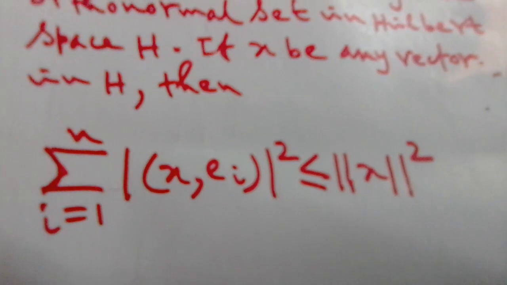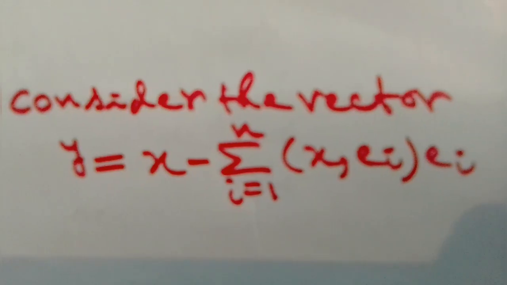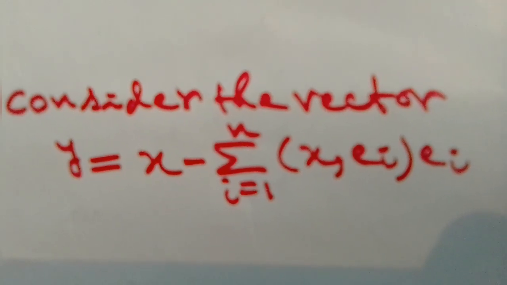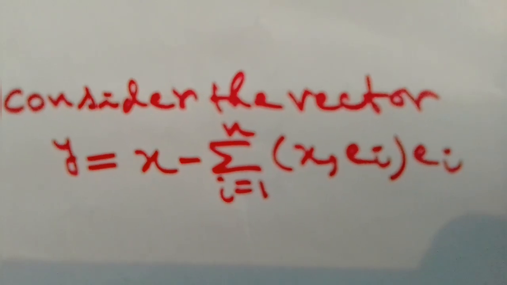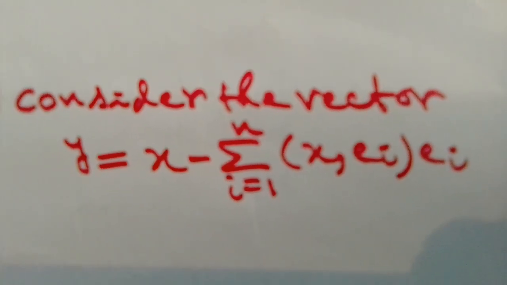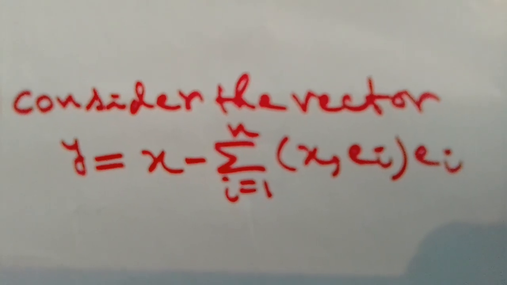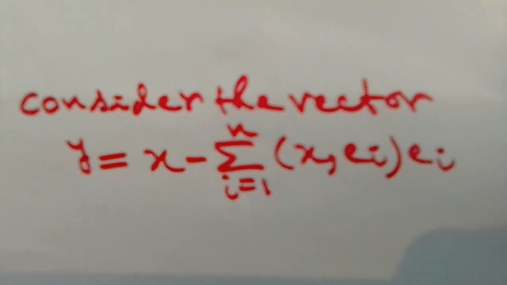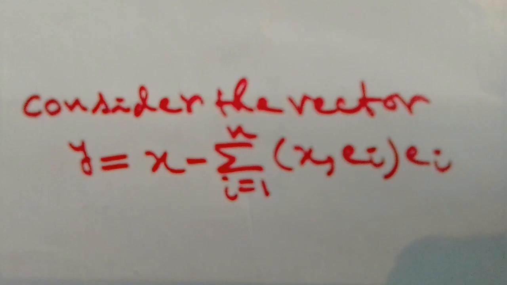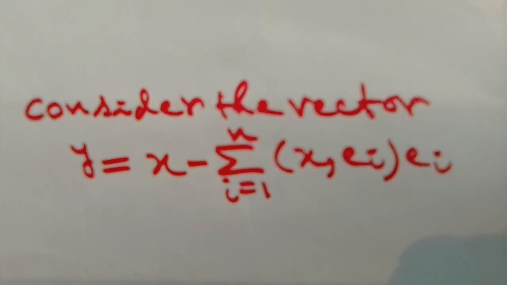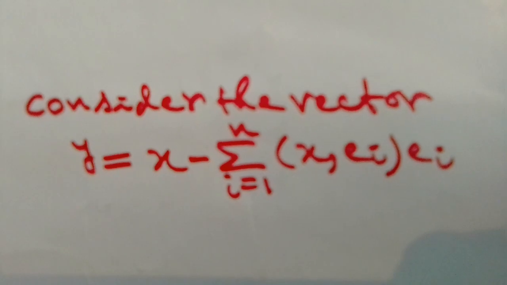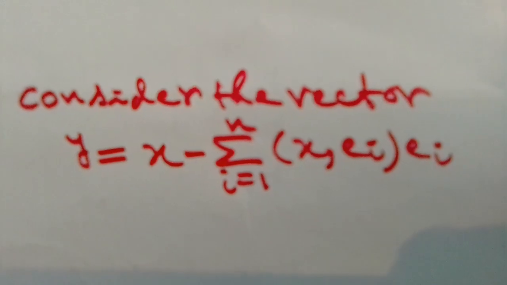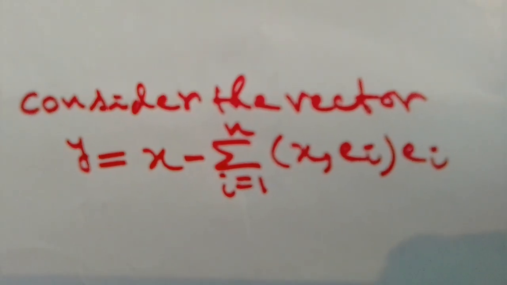Let's watch how to prove this result. Now we consider a vector in this form: y is equal to x minus the summation for i equals 1 to n of x dot ei. This is the same kind of consideration used in the Gram-Schmidt orthogonalization process of linear algebra. It is a specific consideration. If we take it this way, we can prove our desired result. Otherwise, it is not possible to prove it. So we consider it in this manner. Now, let's watch till the end of this video how to prove this result.